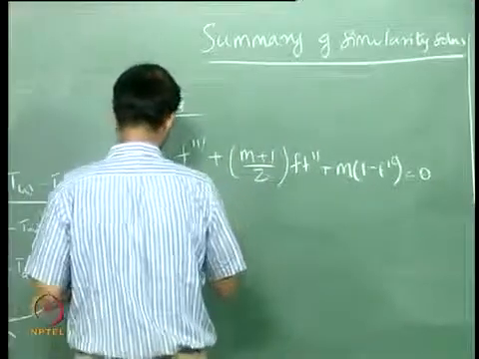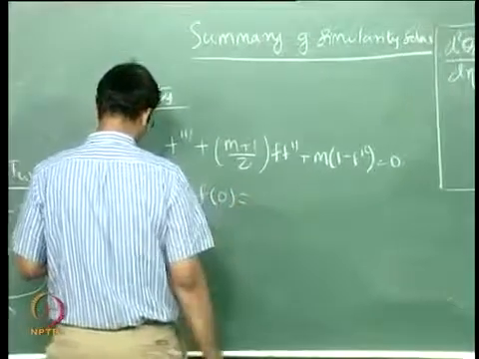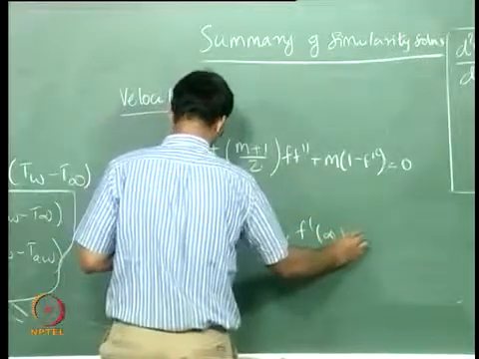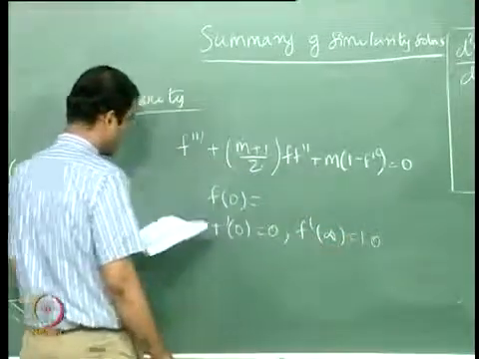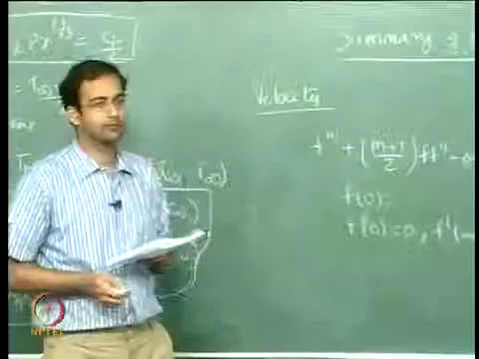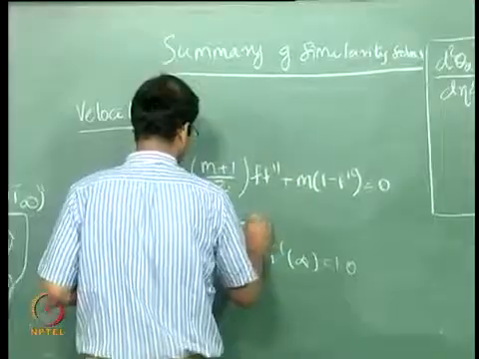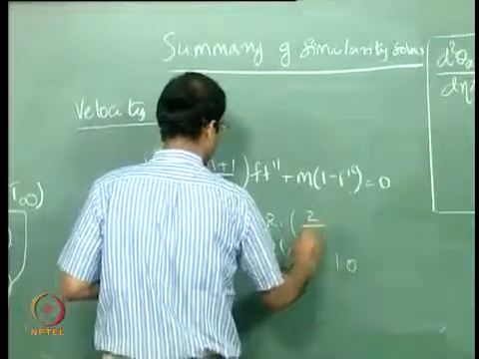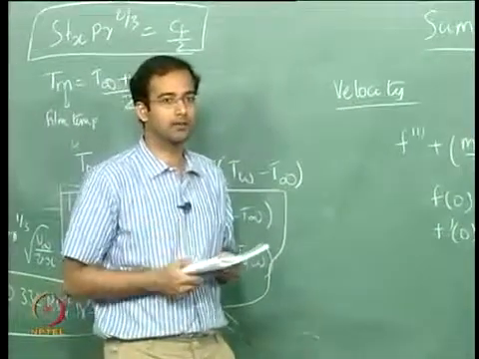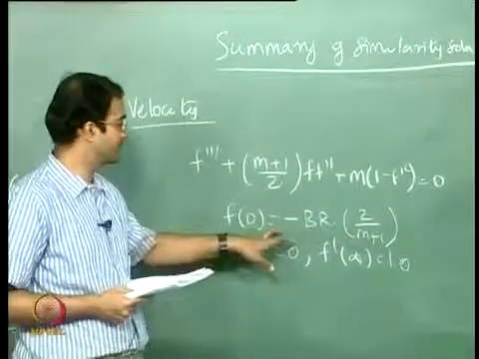Okay, the boundary conditions for the similarity problem are f of 0... f prime of 0 should be 0, f prime at infinity should be equal to 1. Now what is the most general condition for f of 0? Do you remember from our transpiration problem? This is minus blowing ratio times 2 by m plus 1. The blowing ratio is a constant value. When your blowing ratio is equal to 0, that becomes the case without transpiration, where f of 0 is equal to 0.